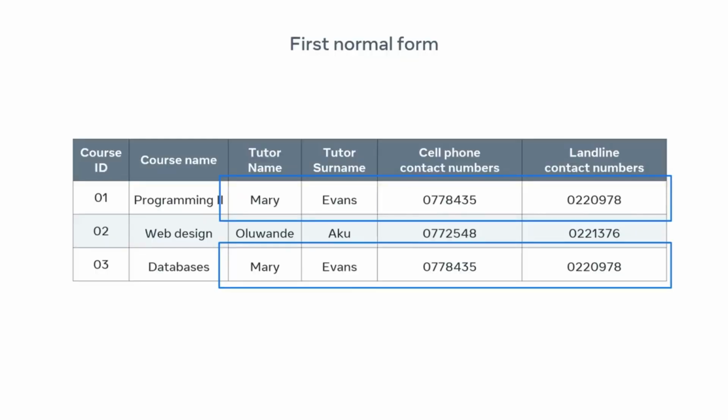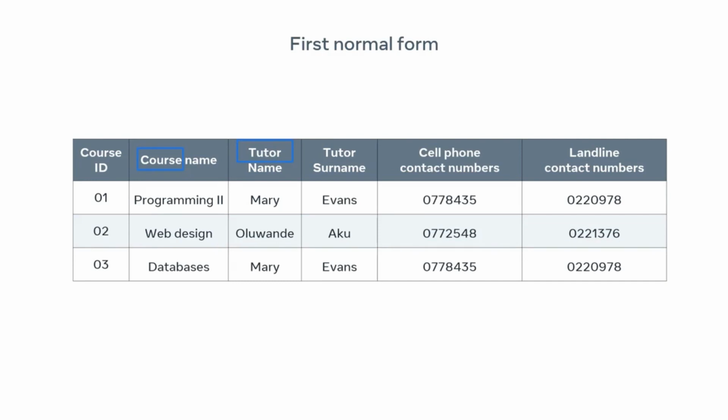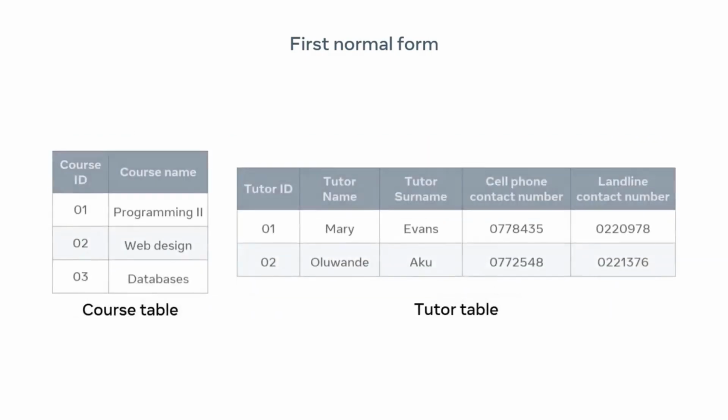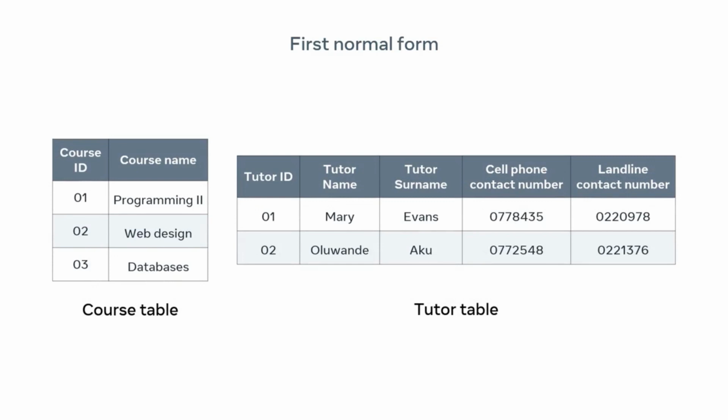First, I identify the repeating groups of data. In this case, it's the tutor's name and contact numbers. Next, I identify the entities I'm dealing with, which are course and tutor. Then I split the course table so that I now have one table for each entity. A course table that contains information about the courses, and a tutor table that maintains the name and contact numbers of each tutor.